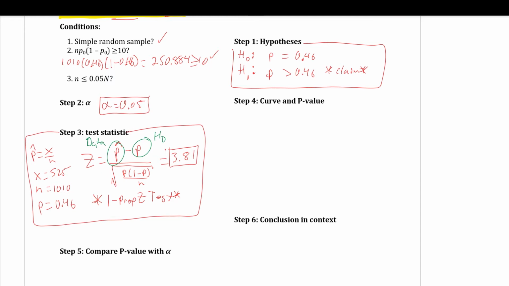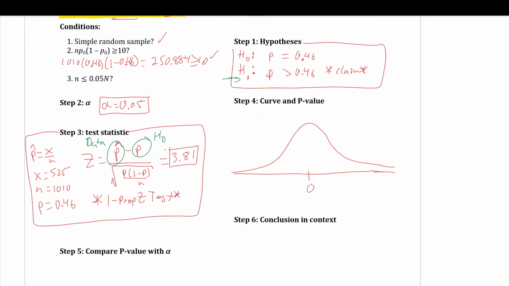Step 4, make sure you don't clear out your calculator, because I'm going to go back to the calculator to get the p-value from that. So step 4, we're going to draw a picture. We are dealing with the z distribution, so we are dealing with a bell-shaped curve. That's a hint, because later on we're going to deal with things that are not bell-shaped. At the center, it's 0, because we standardized it. And what kind of tail test is this? Well, if we look at the alternative here, that's saying that it's greater than, so it's going to be a right tail test.